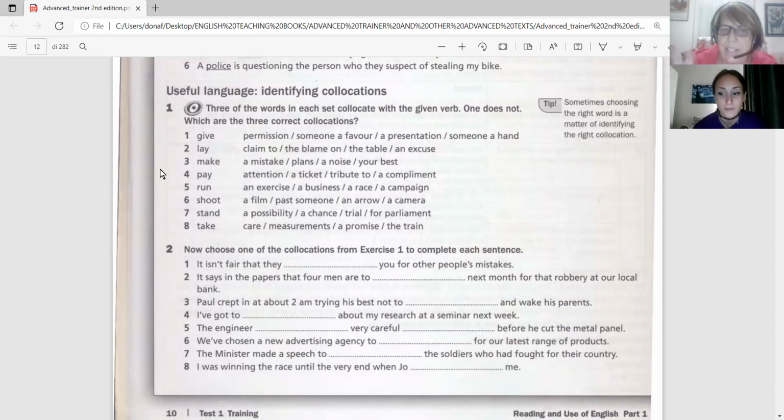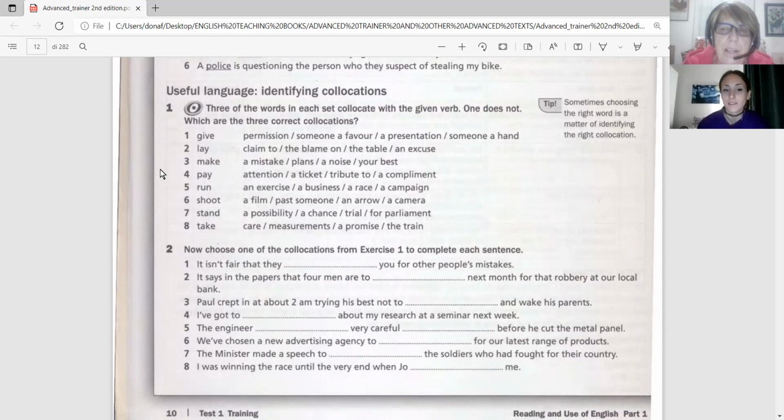Just follow your instinct in this exercise for the moment, because I'm sure you cannot know all these words. Try to follow your instinct and the sound. So lay claim to, lay the blame on, lay the table, lay an excuse, and you see which one you think is not correct.